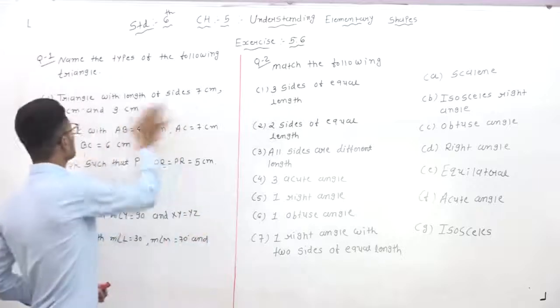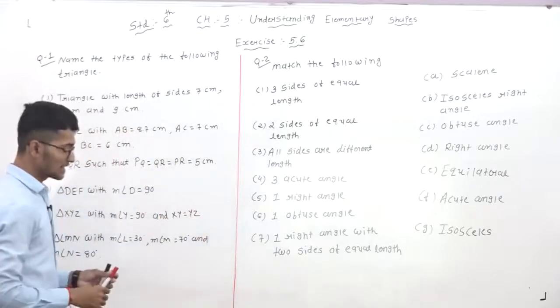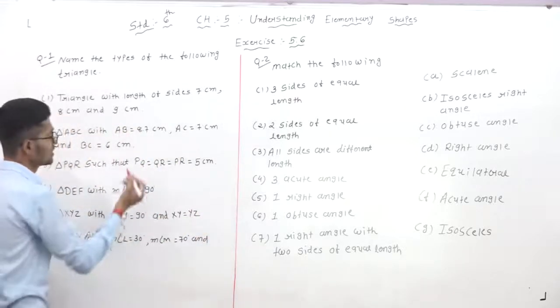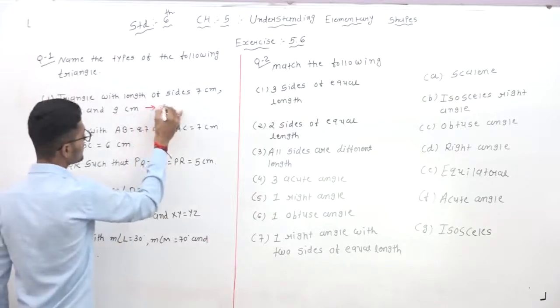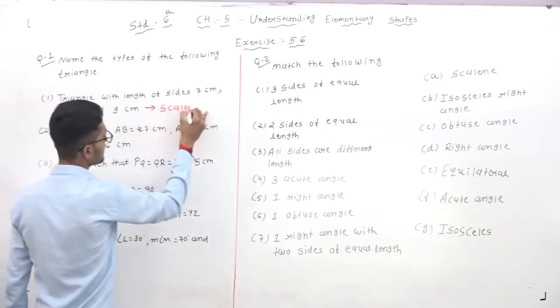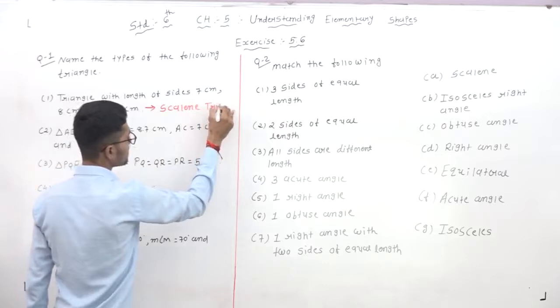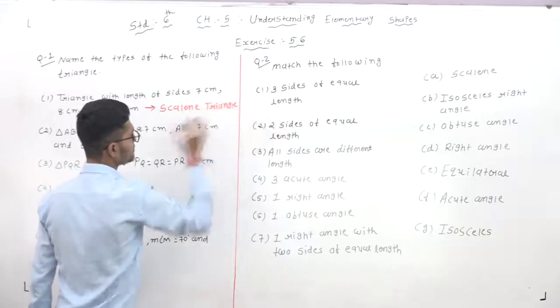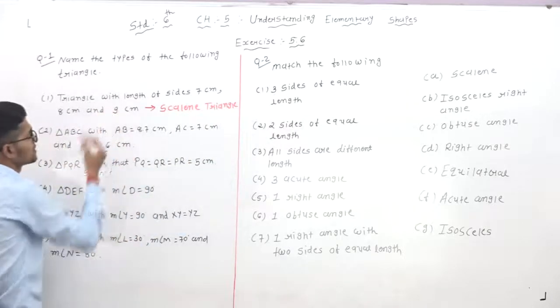So dear students, here are given three sides and all the sides are different, so this one is the scalene triangle. So in this question the answer is scalene triangle. Understand? This one is the scalene triangle.